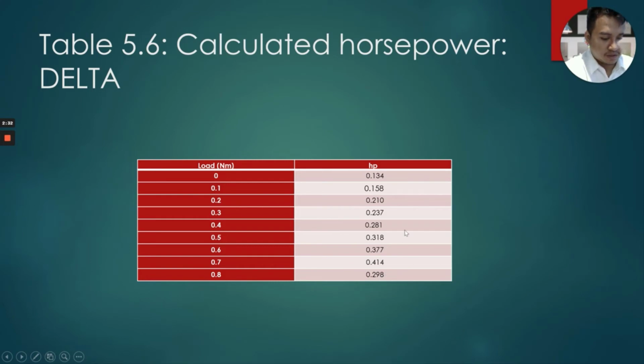0.2298. We can see here the horsepower is increasing when the load value is increased, but when the load is 0.8, it decreases to 0.298. Okay, that's all from me.